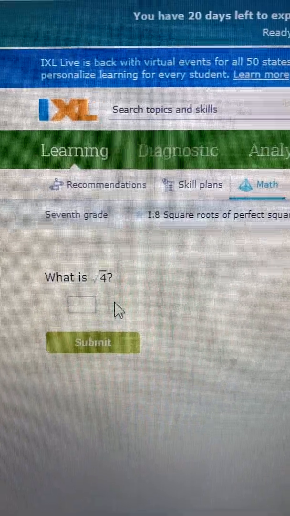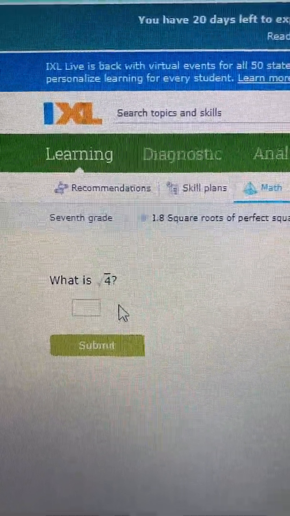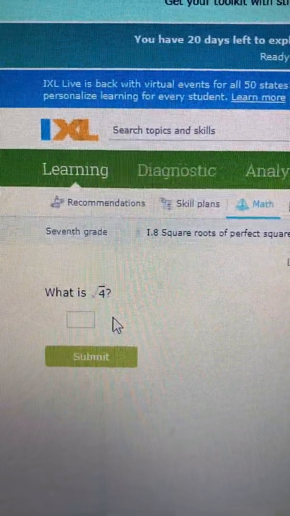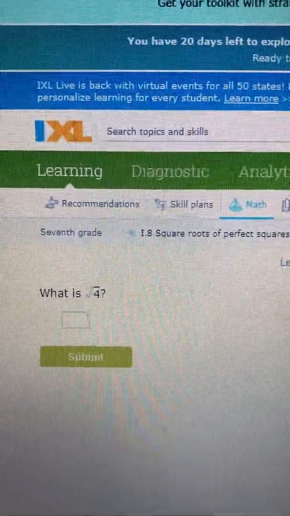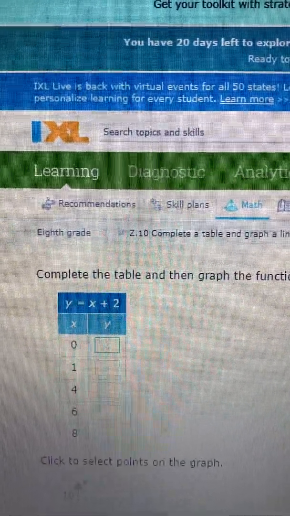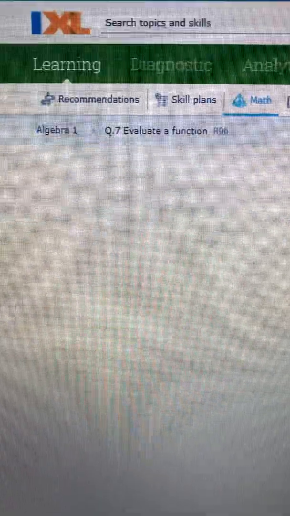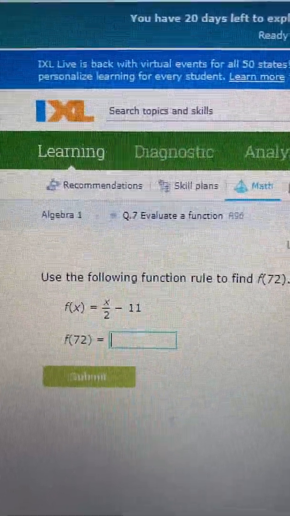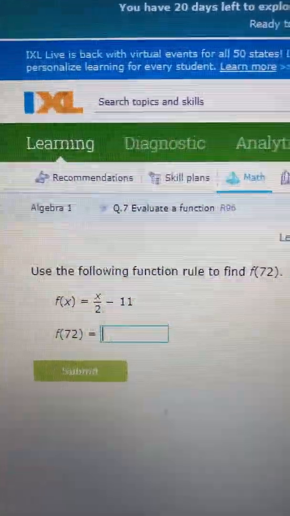And that's how you evaluate functions. Don't overthink it. Just whatever x value they give you, put that into the equation. Make sure you follow the order of operations: parentheses, exponents, multiplication or division, addition, subtraction. All right.